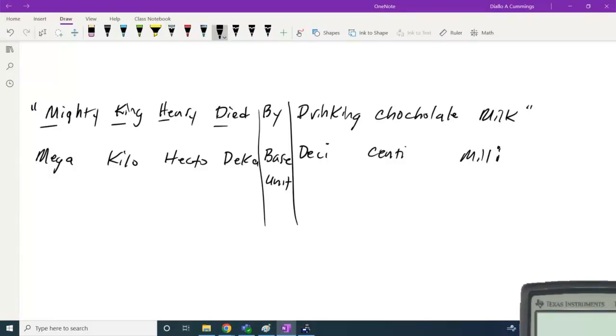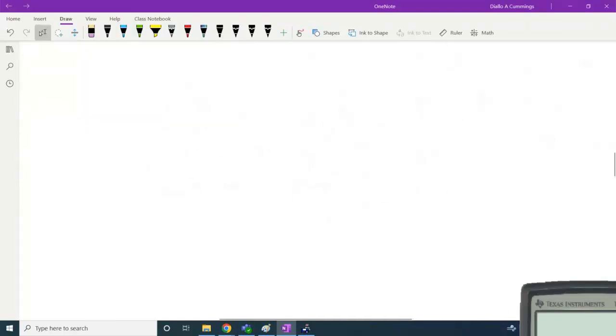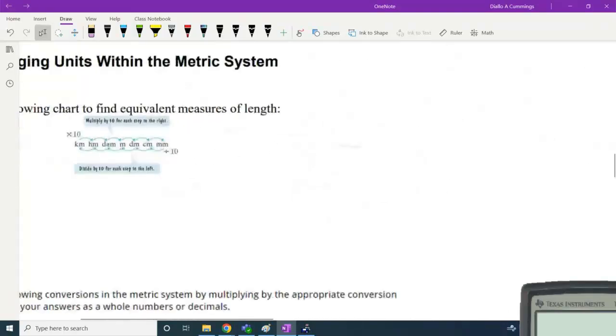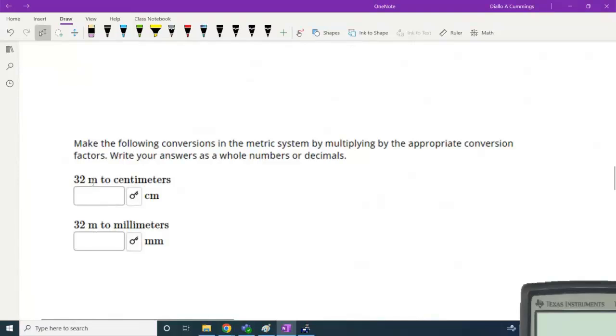That's the 10,000s. That'll just go up an order of magnitude. All right, so now here's how this chart works. Let's take a look at an example. That's basically the same thing I got here, just a little bit more detail.